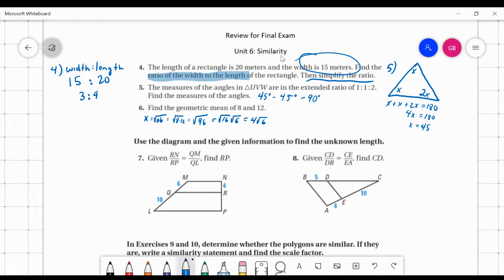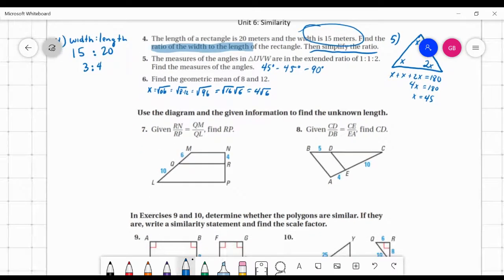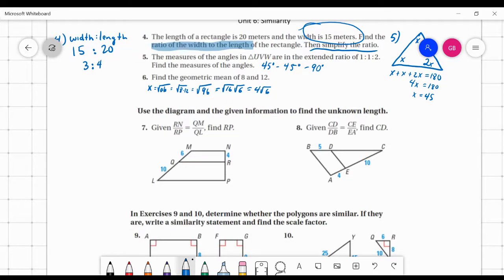All right, next, use the diagram and the given information to find the unknown length. So you're given this equation here. You need to find RP. So let's go ahead and substitute the values in. So I'm going to use this equation here. RN is 4. RP, we don't know what that is, I'll just put an x there. So we know that x is RP. QM is 6. And QL is 10.